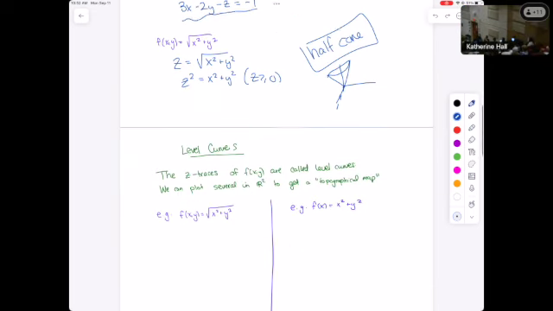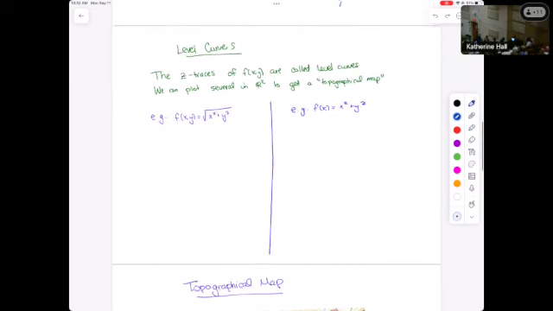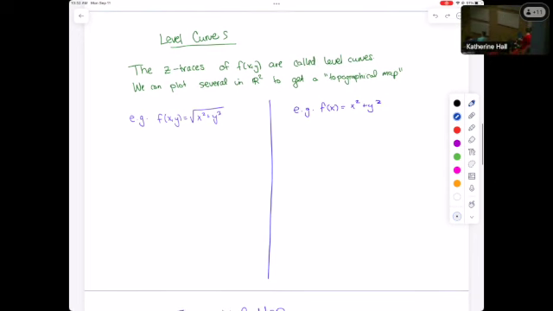Okay. So again, when I'm trying to figure out these more complicated functions, I'm trying to visualize their graphs, I'm going to use what's called level curves. But level curves are really just those z traces.